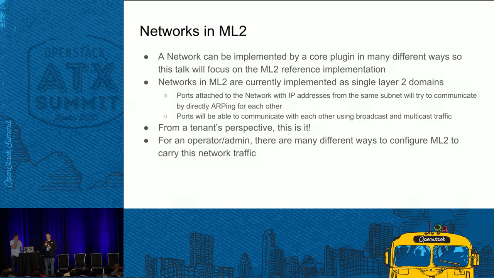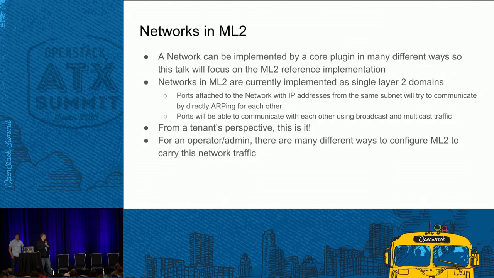Right now, networks in ML2 are implemented as single layer 2 domains. So two ports that are attached to the same network will get IP addresses on the same subnet. They'll try to communicate with each other by directly sending an ARP request saying, hey, where's the MAC address of this thing, and then sending a layer 2 frame directly over to the other VM. And it's kind of expected that ports will be able to communicate with each other using broadcast and multicast traffic, because ARP obviously is broadcast traffic. So if this is blocked, you have to do a lot of hacks to work around it to make it look to the VM like it has broadcast connectivity or something.